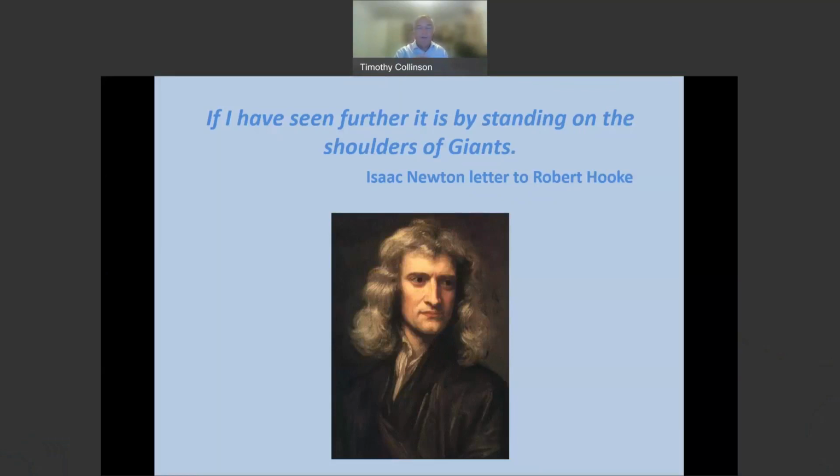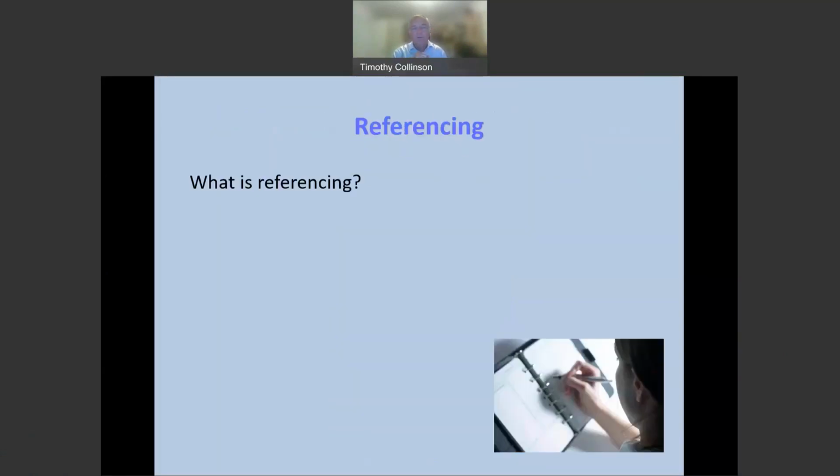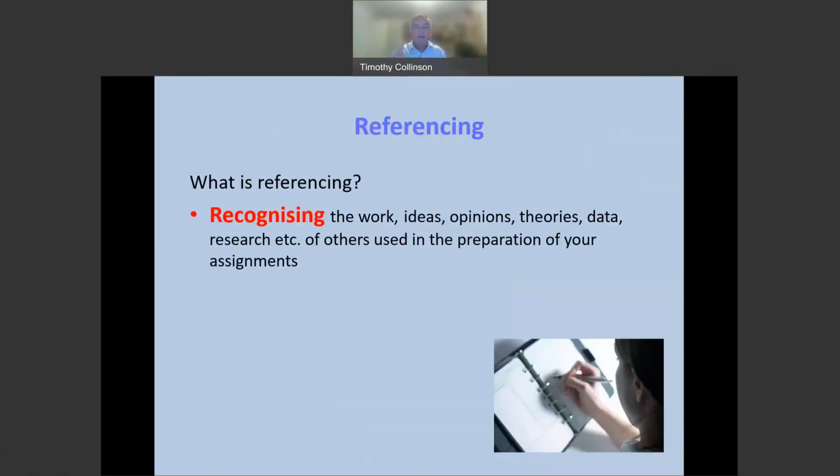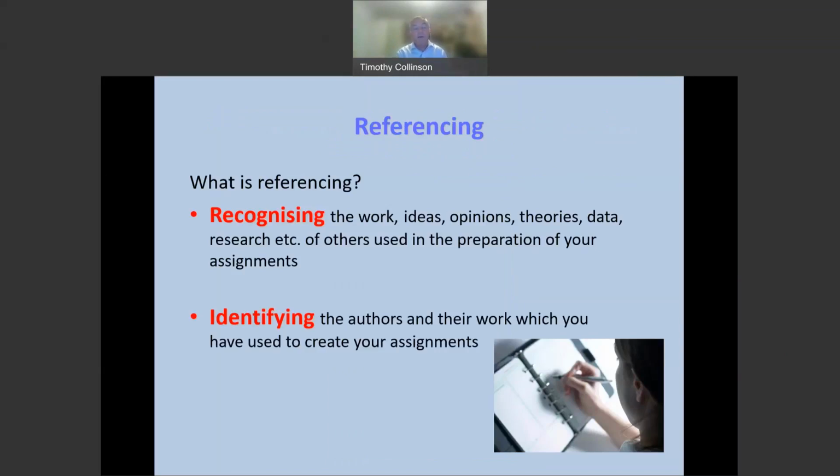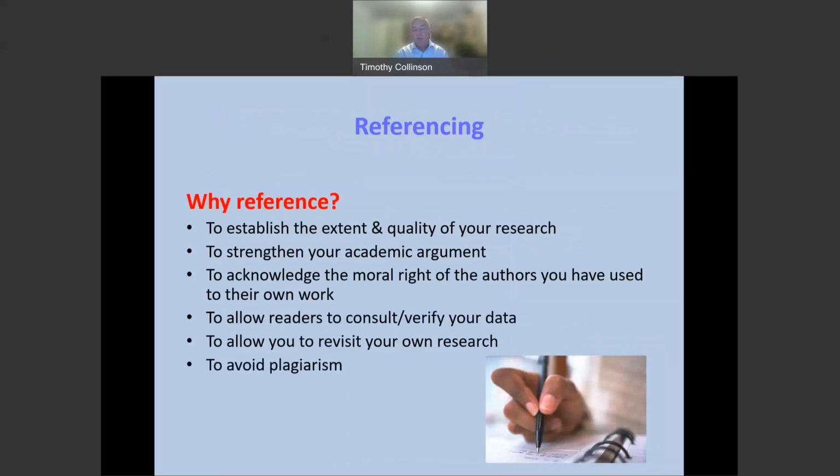So let's just have a little think about what referencing does for us very quickly. Firstly, it's recognizing the work of others that we've used in the preparation of our assignments or our dissertations. And secondly, it's identifying the authors and their work, which you've used, so that it can be found once again. So why do we do referencing?